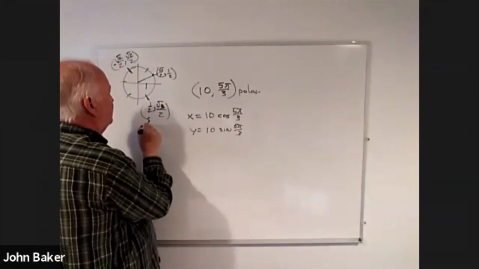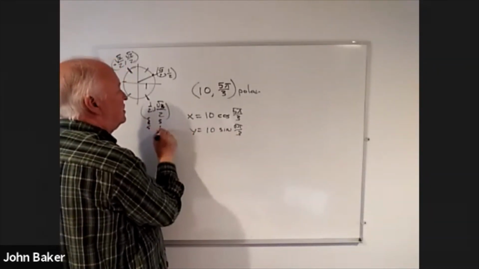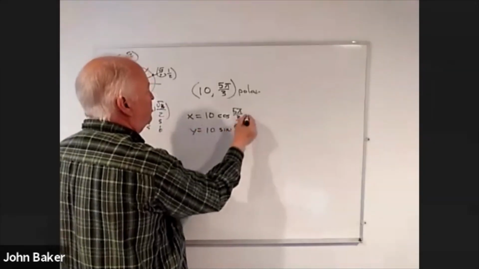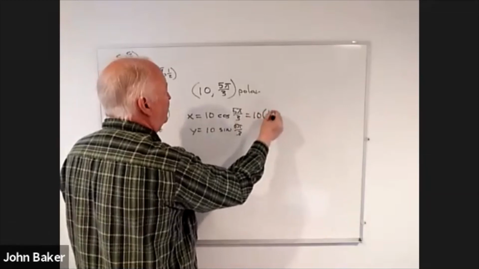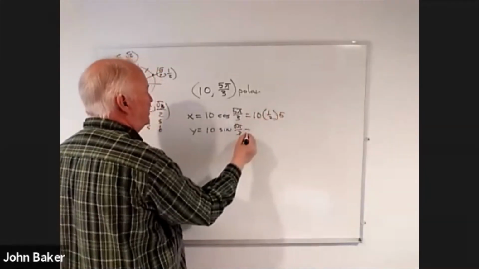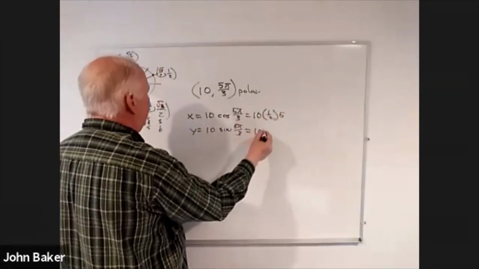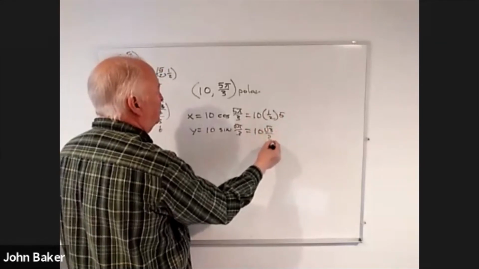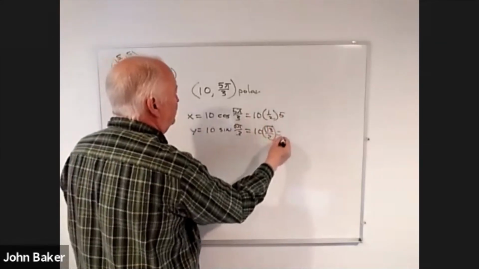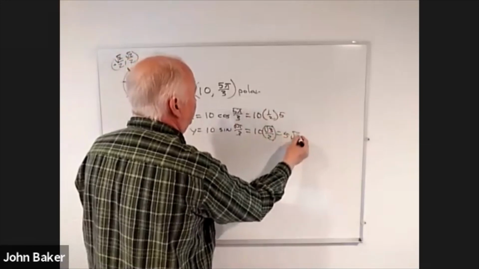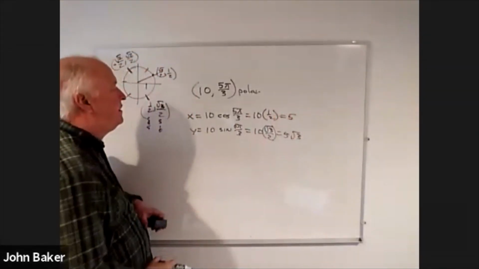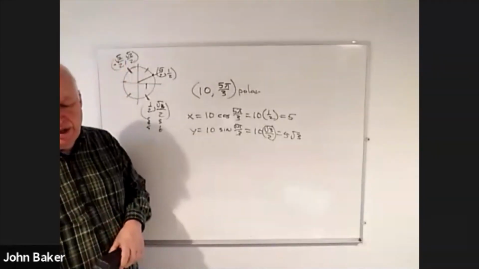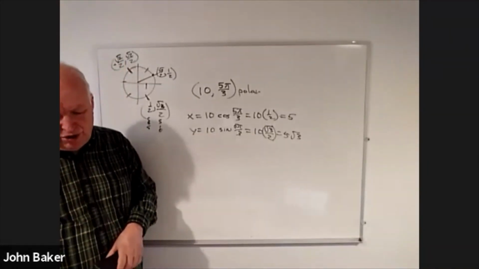So this is cosine, this is sine. So this will equal 10 times 1/2, which is 5. And this will equal 10 times square root of 3 over 2, which is 5 square roots of 3. And so that's how you convert polar to rectangular.